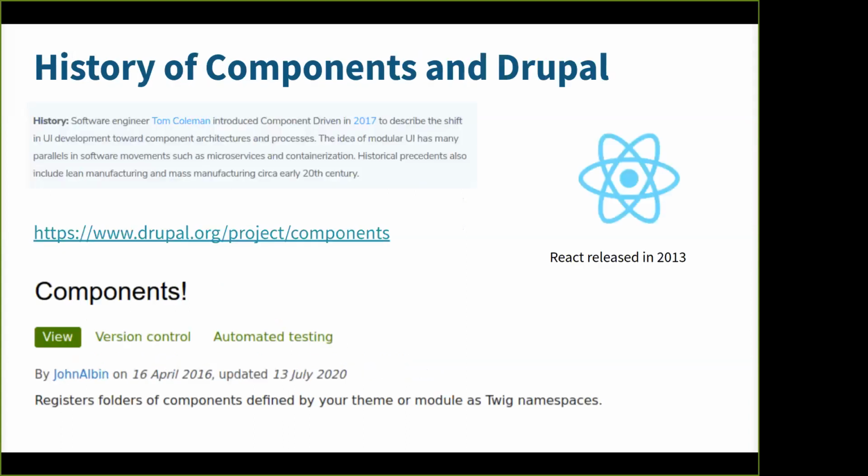The concept of components and component-based development have been around for quite a while now. React was first released in 2013, and along with other libraries like Vue, are component-driven tools that represent a growing part of a larger front-end ecosystem. John Album, as you can see, created the component module in 2016, and that module is the basis for the namespacing that a lot of the component-driven themes take advantage of.